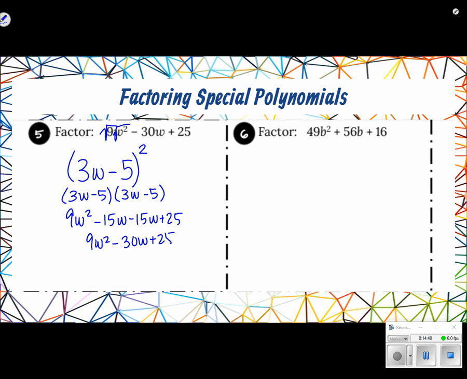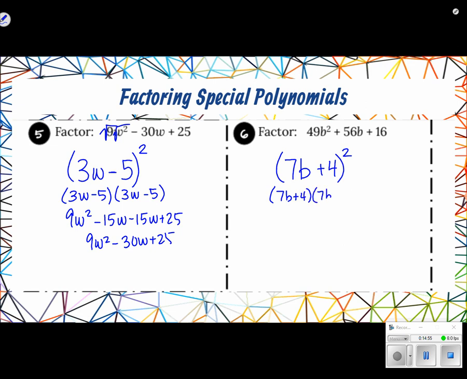All right, square root of 49 is 7. Square root of b squared is b. I've got a plus in front of my 56, so I'll put a plus there. 16 under a square root is 4. There's my answer, but we're going to check it, so that means we got to write it twice.